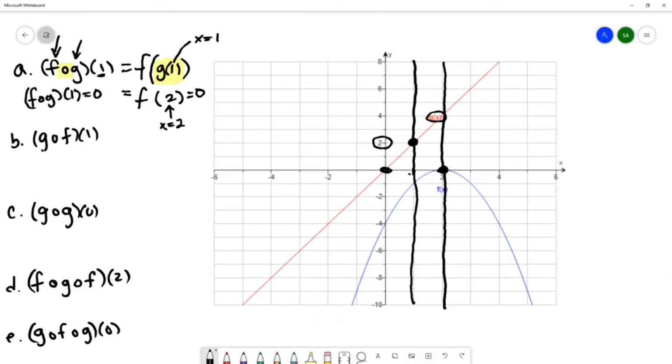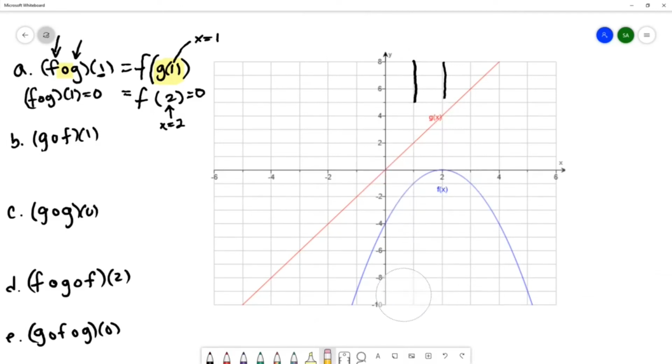Let's try the next one. I'm going to erase some of these markings. On the next one, we also have composition. So remember, composition is substituting one function inside of another function. So that gives g of f of 1. G is the outside function, f is the inside function.